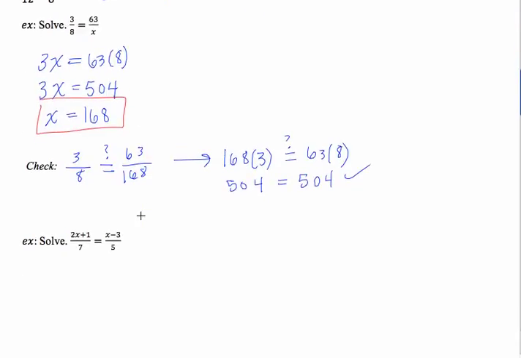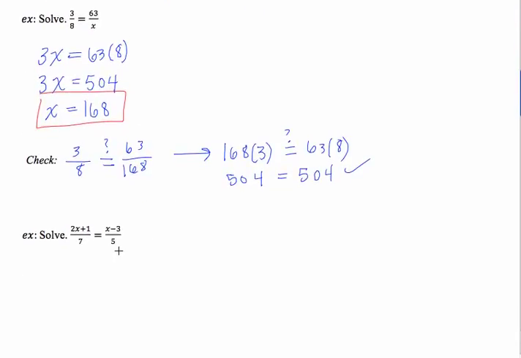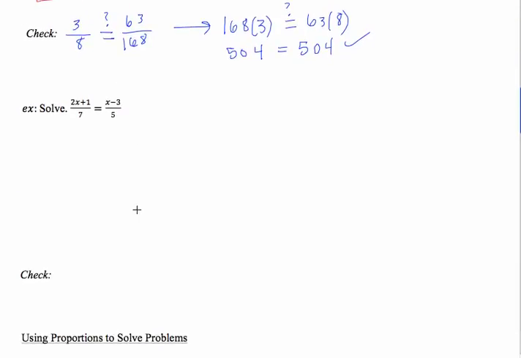Okay, let's do another one here. Now on this one, when we cross multiply, that's the equivalent of multiplying both sides by 35, by the product of 5 and 7, which has no variables. So technically you don't have to check your answer. You don't have to check your answer, but you can if you want to.